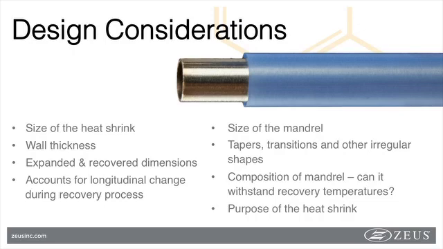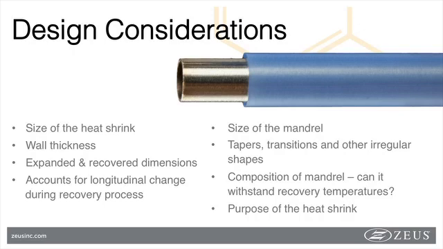Evaluating the substrate will lead to the expanded and recovered dimension specifications as well. Longitudinal change is of essence as it is inevitable in a heat shrinking process. Understanding that fluoropolymers will have less longitudinal shrinkage than, let's say, PEEK shrink is of essence as well. We will discuss combating longitudinal change in a few slides.